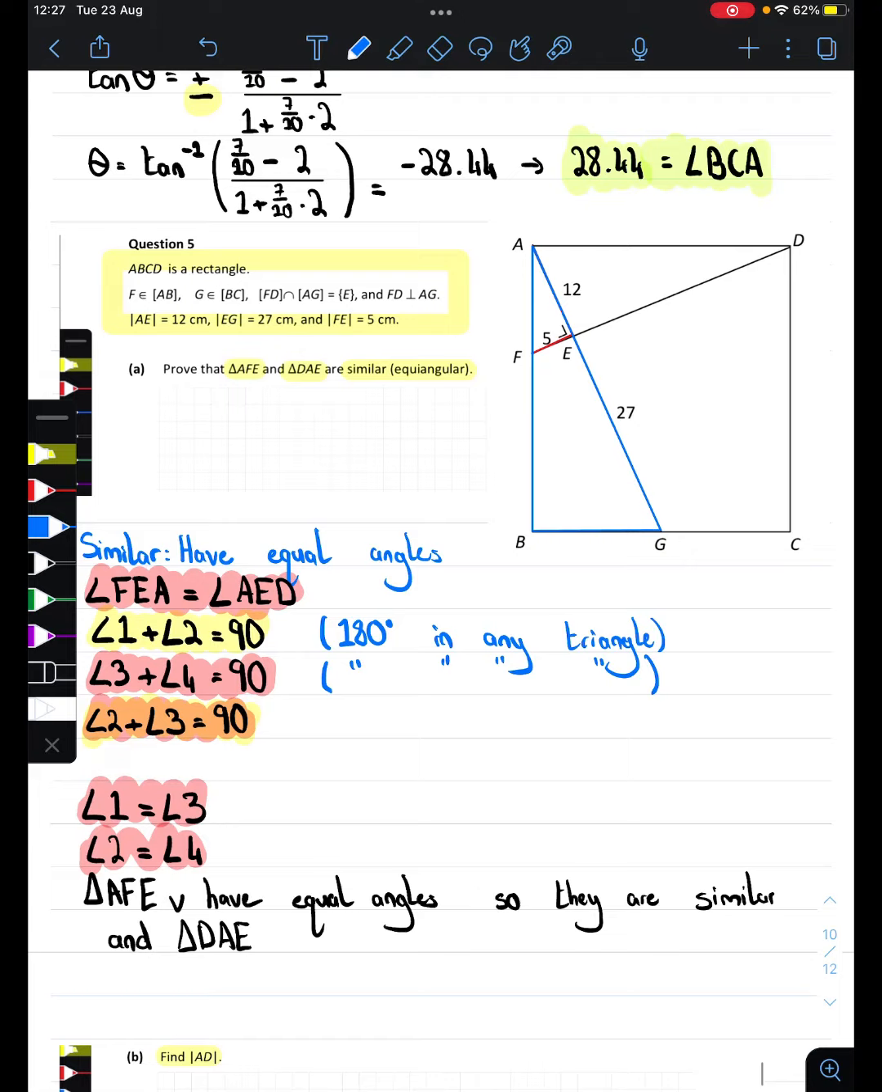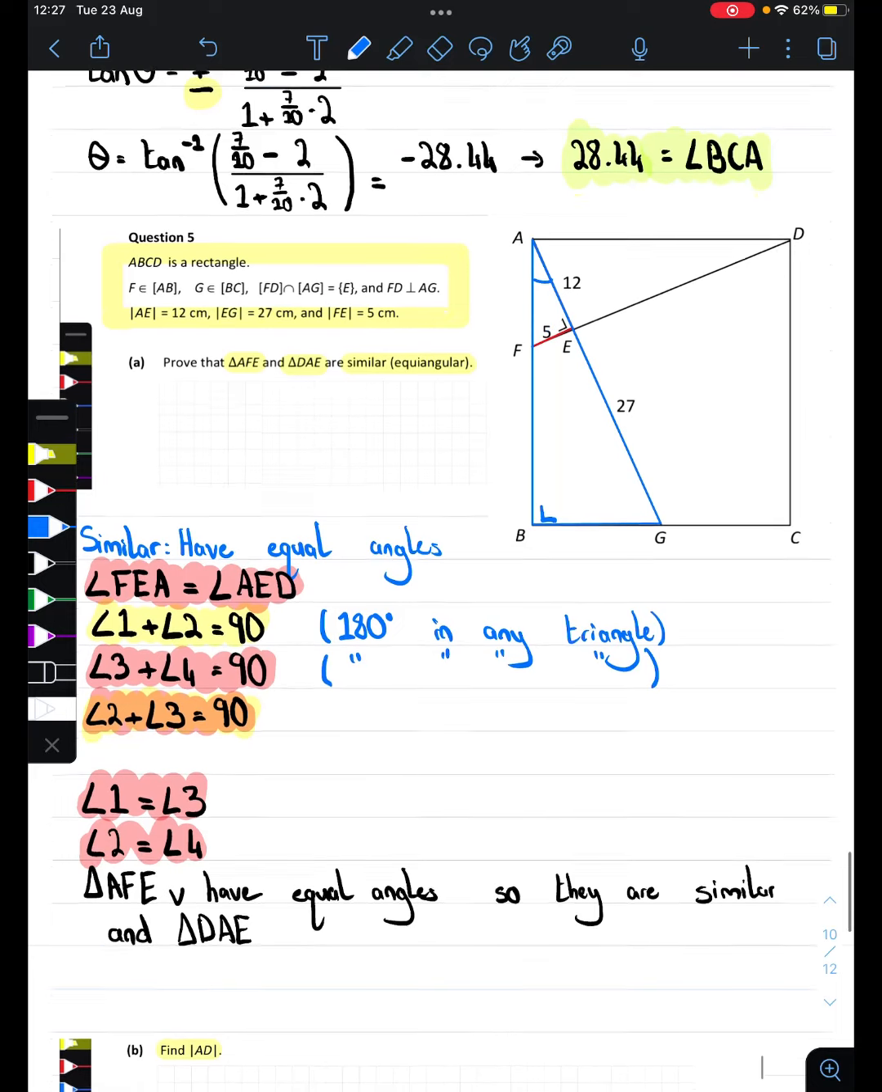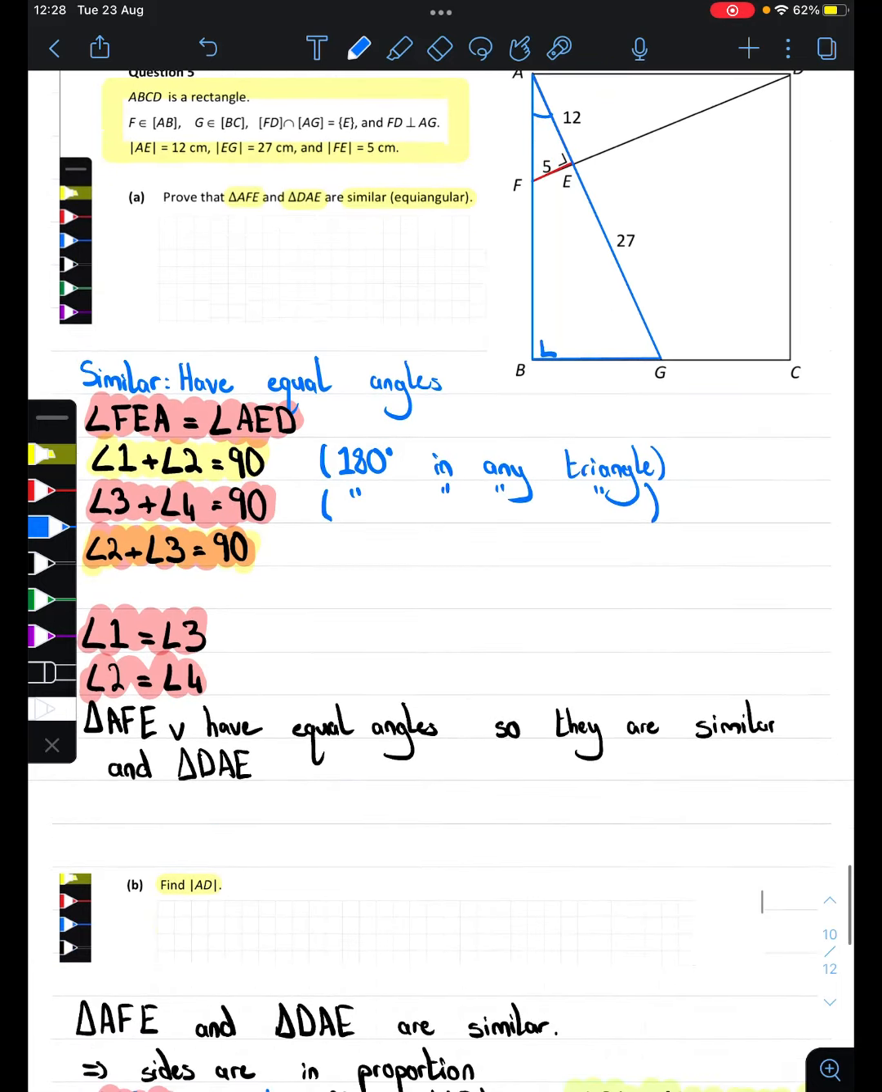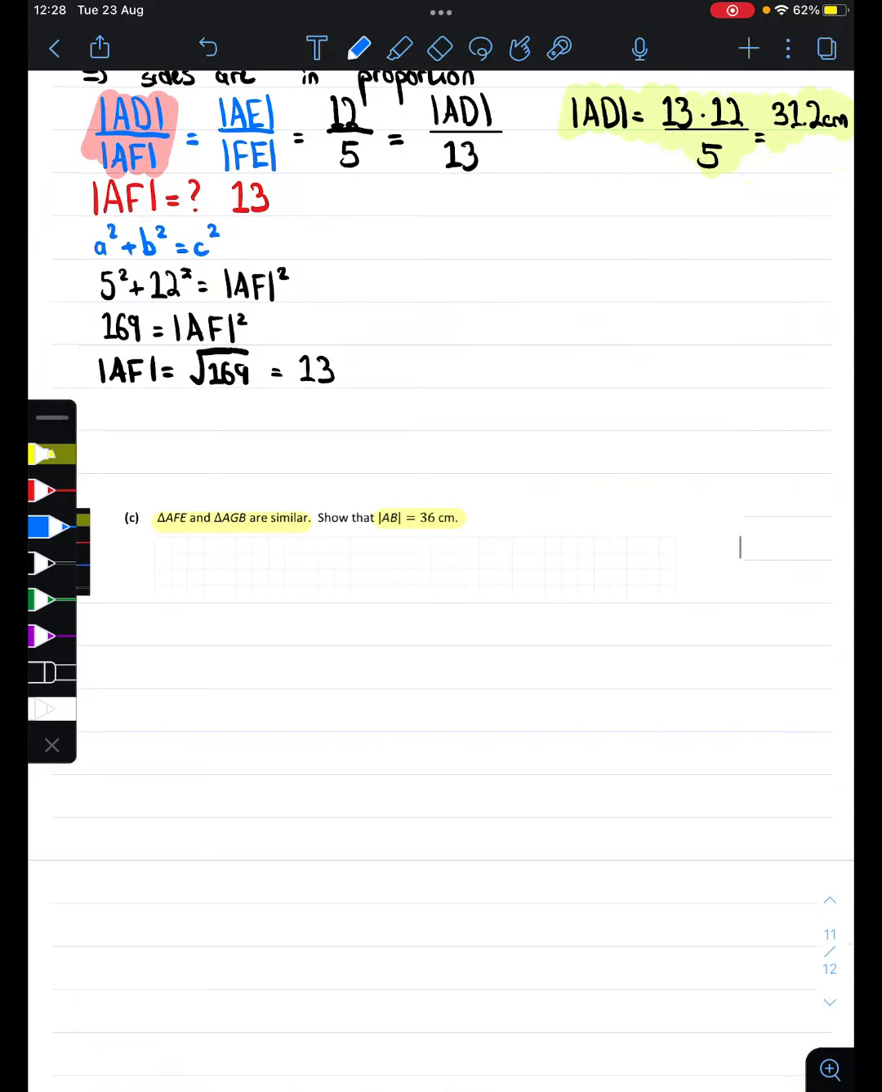Which makes sense because ABCD is a rectangle, so this should be a right angle. And both of them have this angle here. And so the other angles just have to be equal, because the sum of the three angles equals 180, and the other two angles are the same. So if two triangles have two of the angles equal, they also have to have the third one equal. So it makes sense that they'd be similar. Okay, and so what did we just talk about with similar triangles? Their sides are in proportion.